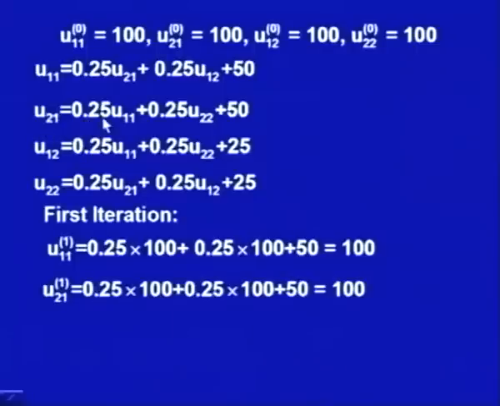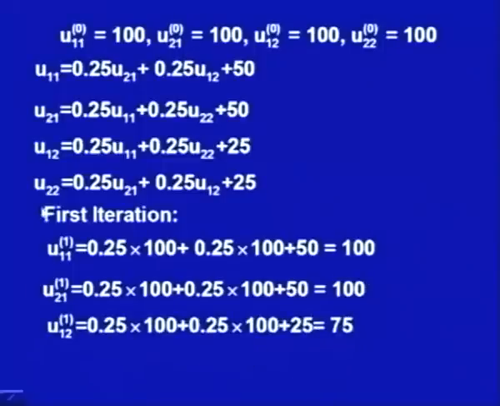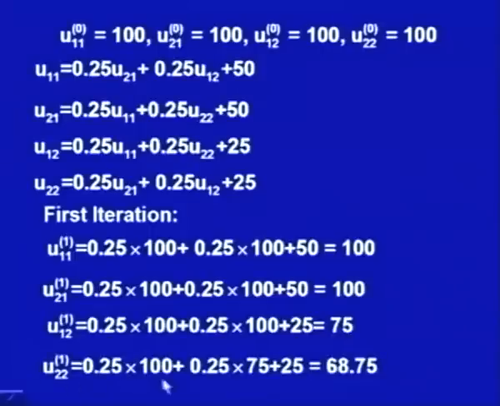So, u21 we would be getting 0.25 into this 100 plus 0.25 into u22, which is 100, plus 50, again it is 100. So, in the first iteration we have got u21 also as 100. Then when we come to u12, we would use u11 as this 100 and u22 as this 100, because u22 till now we had not found, and plus 25 we get 75. Then we come to u22. For u22 we use u21, which is 100, and u12, which is 75. So, we get 0.25 into 100 plus 0.25 into 75 plus 25 as 68.75. Now, we have got the first iteration, the first approximation, as 100, 100, 75 and 68.75.